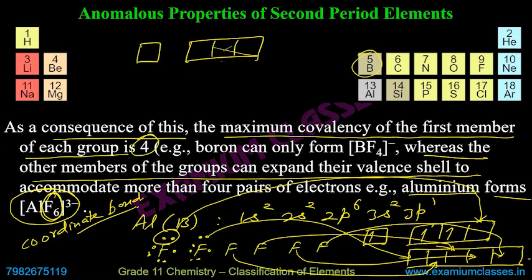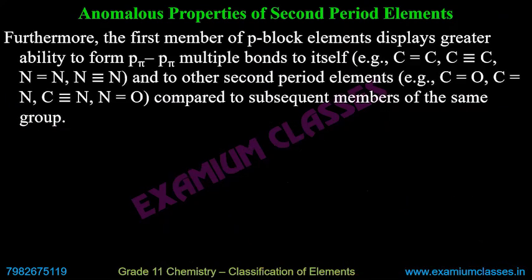Is that clear? What is the limitation with second period elements? That is the limitation. Okay. We treat it as anomalous behavior because it is something different from other elements of the same group. That's why we say it is anomalous behavior, but there is a reason, as I explained here.